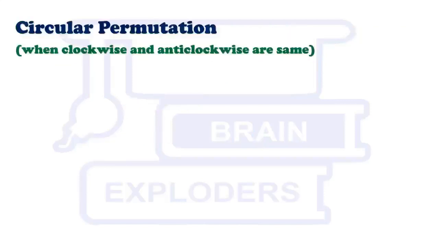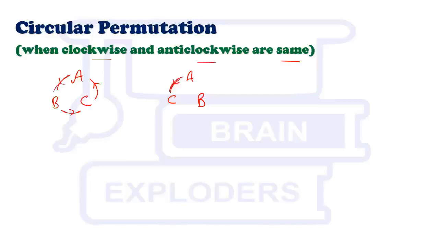Circular permutation when clockwise and anti-clockwise are the same. Sometimes there appears a case when clockwise and anti-clockwise permutations are the same, and in that case we treat both of them as the same. Like if we have A, B, C and A, C, B. When we were discussing the difference between normal permutation and circular permutation, we saw that these two were different, meaning the sequence is different. After A there is B, but here after A there is C. So both of them were not the same.